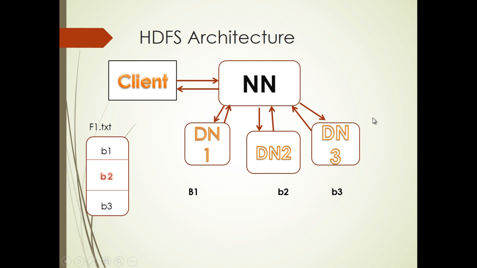Now what will happen? Actually, all these machines should be in time synchronization. For example, before retrieving the file f1.txt from this Hadoop system, data node 1 fails. In this scenario, can I get the file? No, because f1.txt equals B1 plus B2 plus B3. Since data node 1, which contains B1, has failed, I cannot get this file. So what to do?